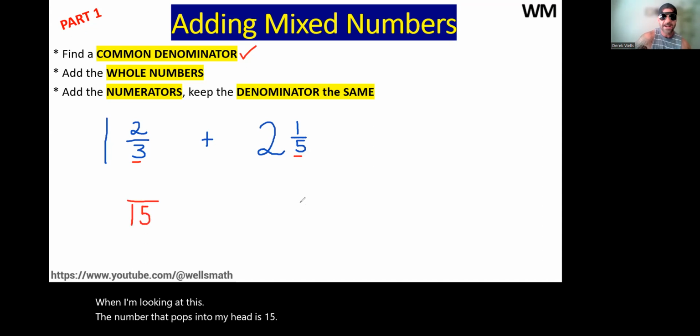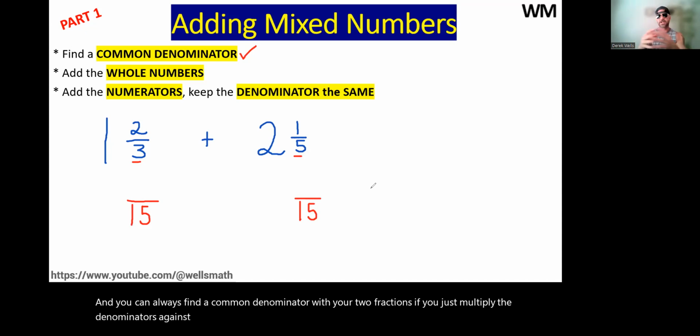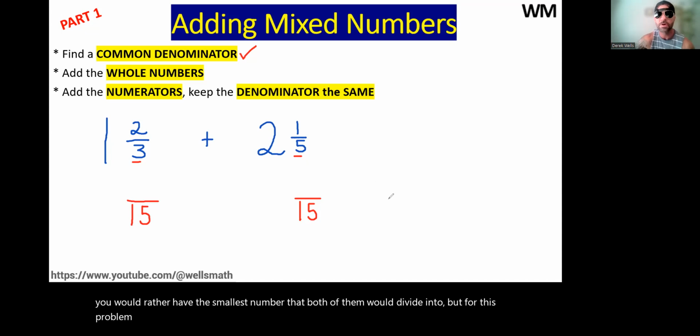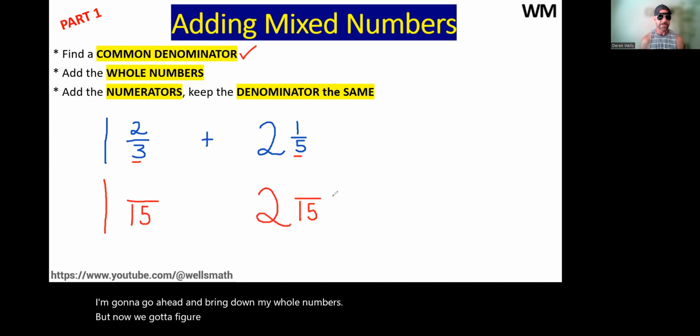And you can always find a common denominator with your two fractions if you just multiply the denominators against each other. 3 times 5 is 15. Now that's not always the best way to do it, because you would rather have the smallest number that both of them would divide into. But for this problem, 15 would be your best option. I'm going to go ahead and bring down my whole numbers. But now we got to figure out what our numerators in our two new fractions are.